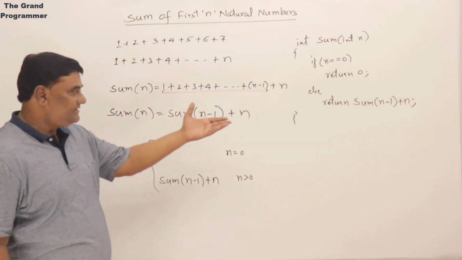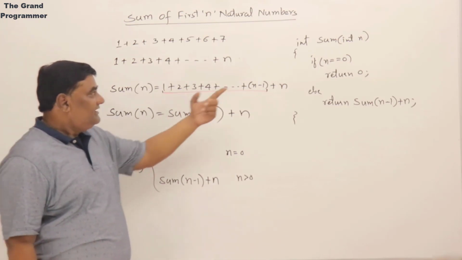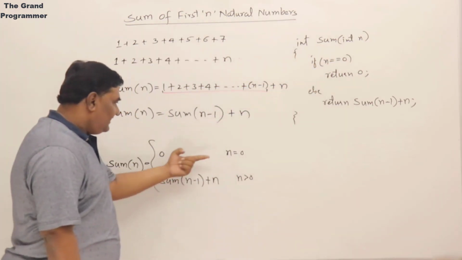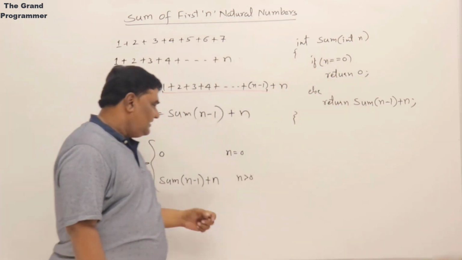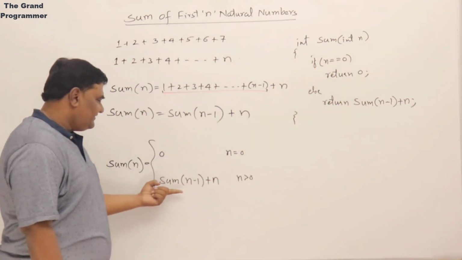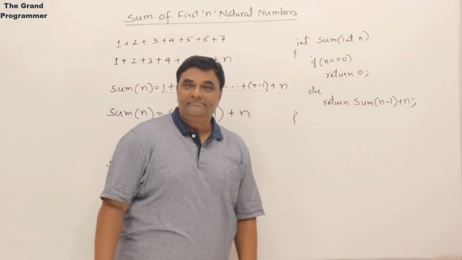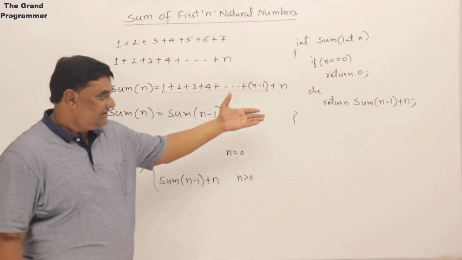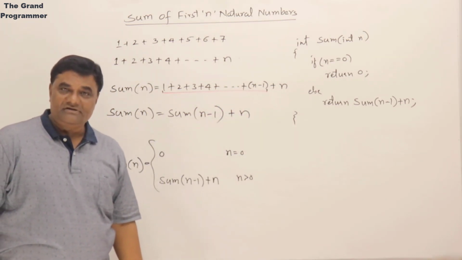So in C, C++, you have recursion, so you can directly convert this one. See, sum of n, if n is equal to 0, return 0. Otherwise, if n is greater than 0, then return sum of n minus 1 plus n. So that's it. That is a recursive function for finding the sum of first n natural numbers.